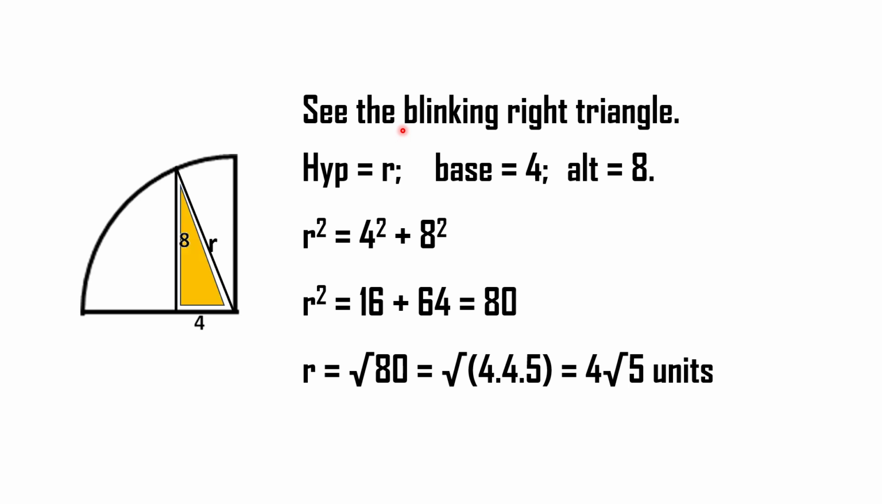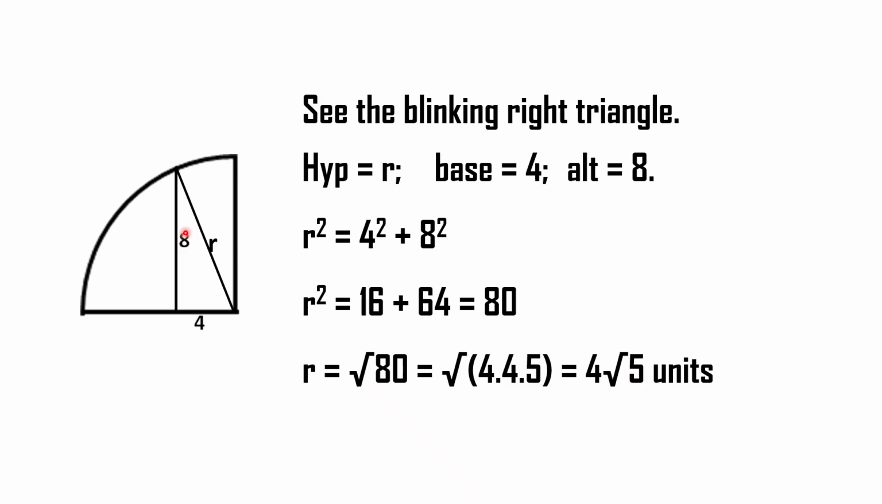Now look at the blinking right angle triangle. In the blinking right angle triangle, the hypotenuse is the radius r, the base is 4, and the altitude is 8. So by Pythagoras theorem, r square equal to 4 square plus 8 square, that is r square equal to 80, r equal to square root of 80, which is 4 root 5 units.